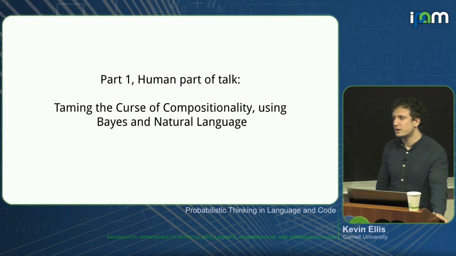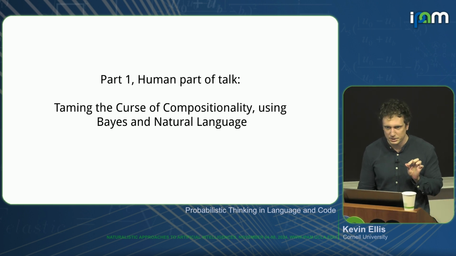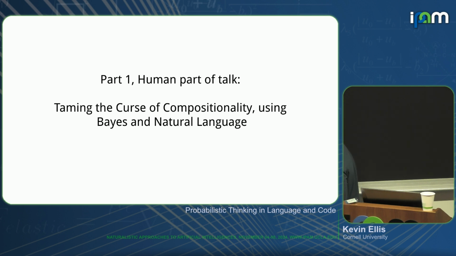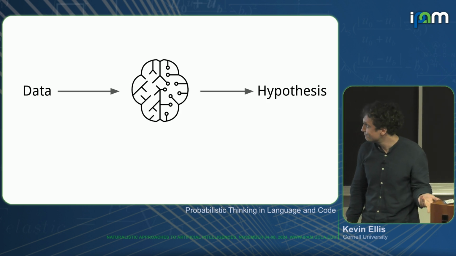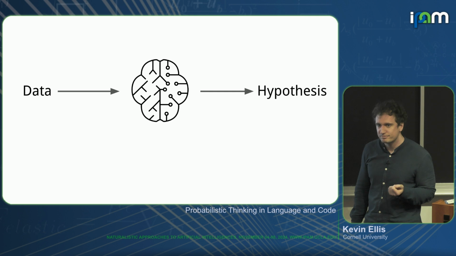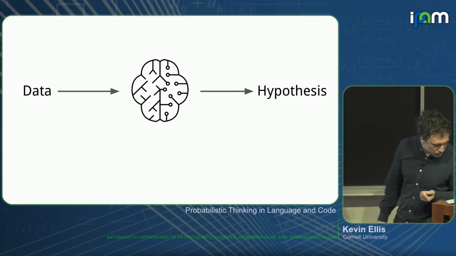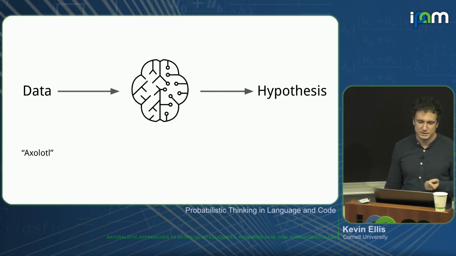So what we're going to do is try to zoom in on some really simple learning phenomena with humans and understand how they address or could address this curse of compositionality. So remember, this is our picture. To make this concrete, we'll take an animal that we saw last time, the axolotl.